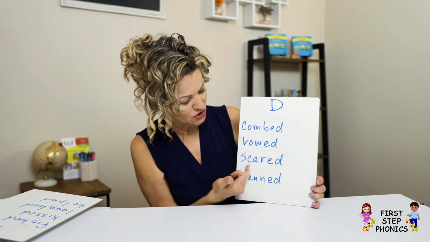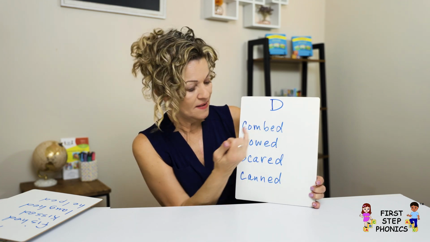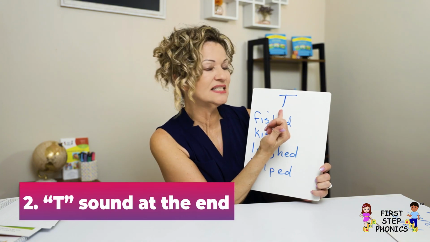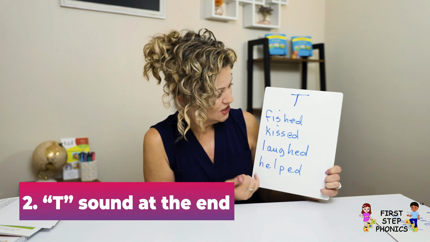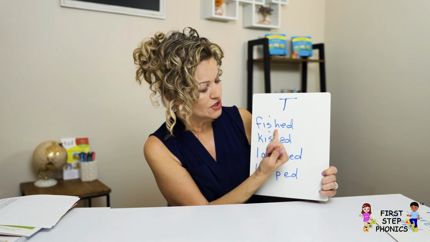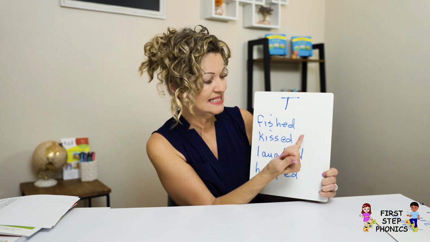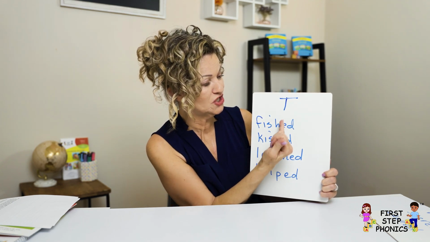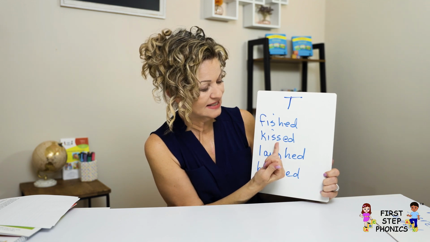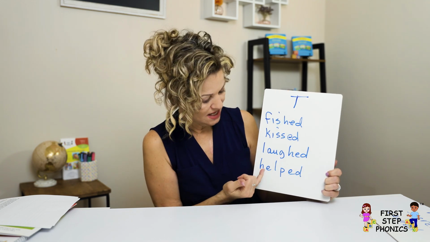See? So all these ones, you're using your voice as the last sound, and then you add a D, which has voice. The other sound is T, so you have no voice on that one. T, no voice, okay? So if at the end of the word there's no voice, then there's also no voice on the ed, which in this case is just T. Fish, T, kiss, T, laugh, T, help.